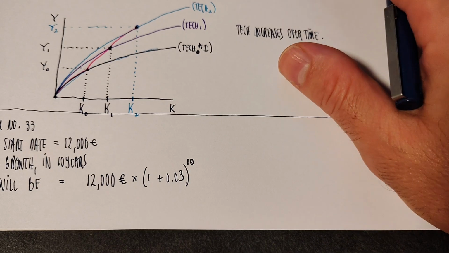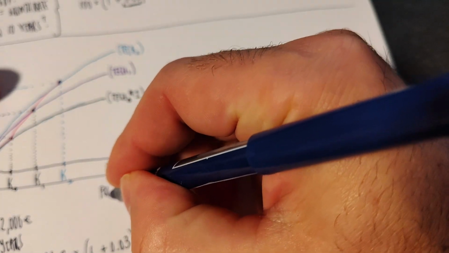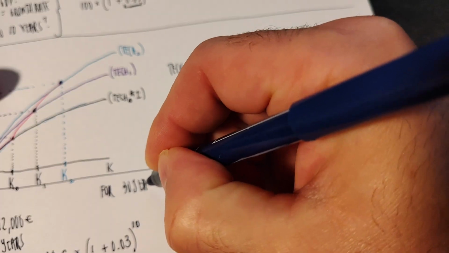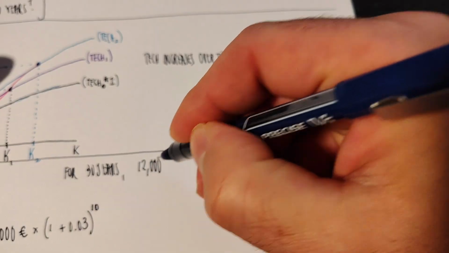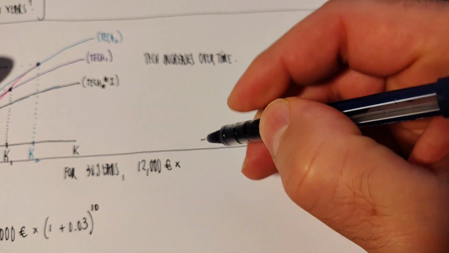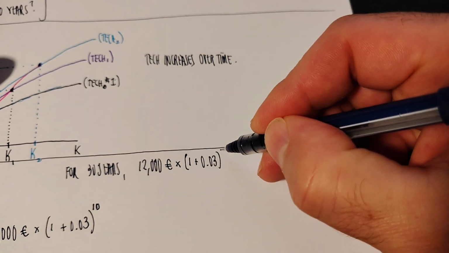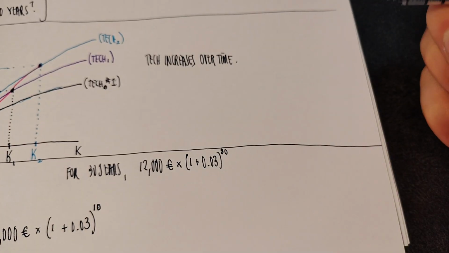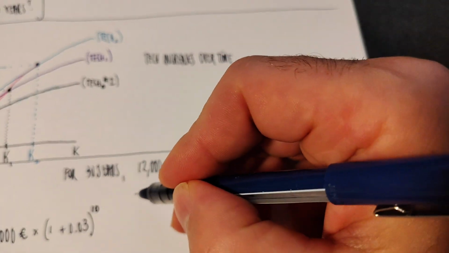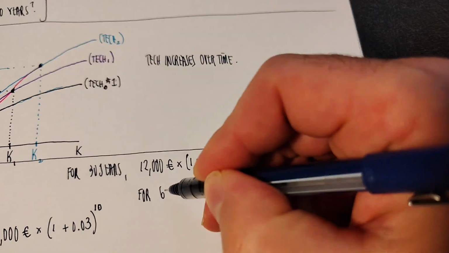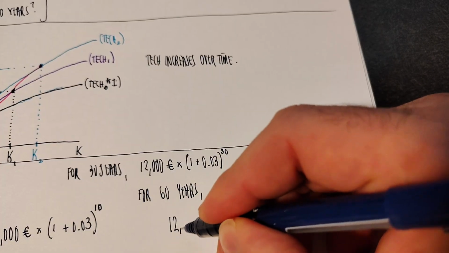What about 3% for 30 years? So for 30 years, it's going to be 12,000 euros times 1 plus 0.03 to the 30th power. And then 6% for 30 years. So for 30 years, it'll be 12,000 euros.